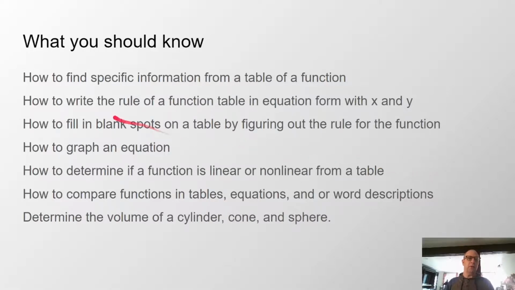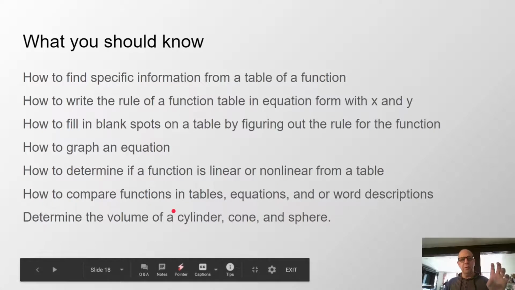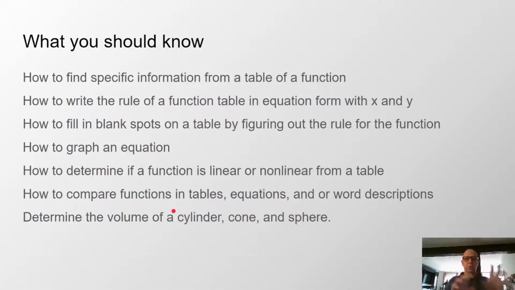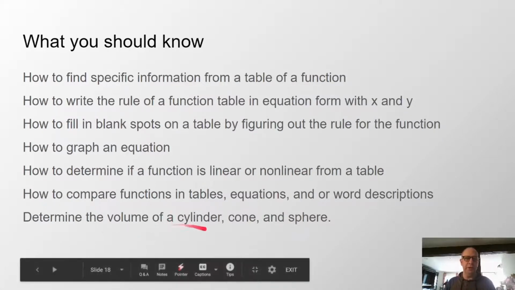All right. So you need to find specific information from a table of a function, write the rule of a function table as an equation with x and y, and fill in the blank spots of a table. You need to know how to graph an equation, usually on Desmos or GeoGebra. You need to determine if a function is linear or nonlinear from the table. And then you need to compare these functions, like a table to an equation or to a word description. And then we need to know the volume of a cylinder, cone, and a sphere.